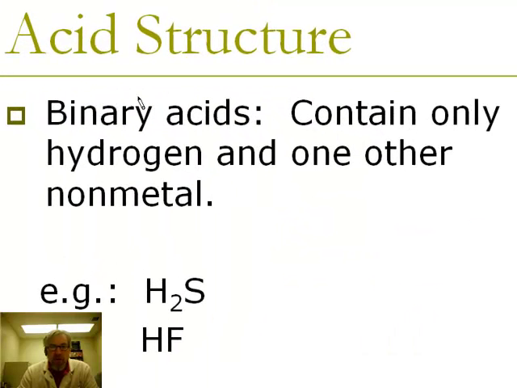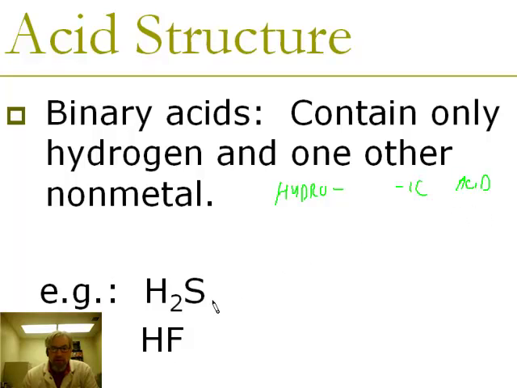Acids really fall into two broad categories. One is binary acids, and there aren't very many of these. Binary acids contain only hydrogen and one other nonmetal. When we name them, we always start with the word part hydro, and we end with the word part ic, and then we put the word acid at the end.